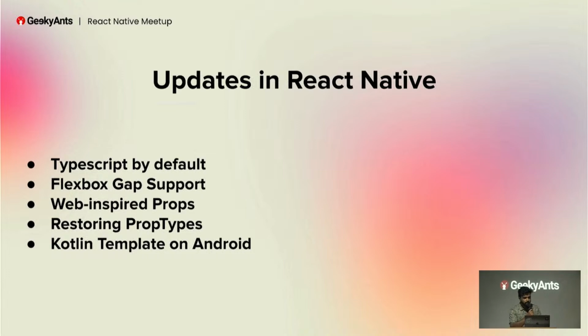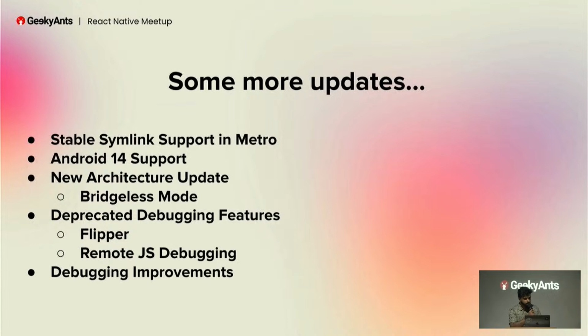Kotlin is now the recommended language for Android apps built with React Native, and all the templates for the native Android code are also updated to Kotlin. Symlink support is now enabled by default, which brings improved capability with monorepo setups and reduces the performance overhead during bundling of React Native applications. Support for Android 14 has been added, with updates to Java and the Gradle part of Android.